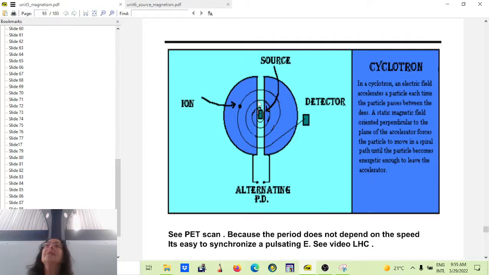And we use that to make a PET scan, to make the radioisotopes that you're going to use in a PET scan. We're going to see next unit that a PET scan uses gamma rays from inside out. So I have a short video.